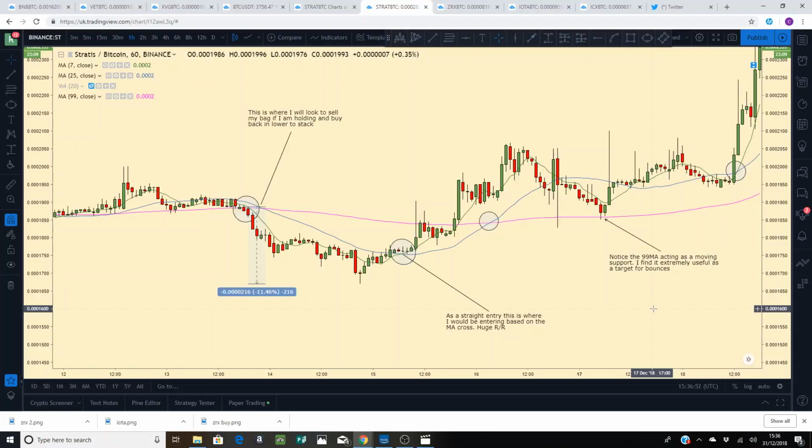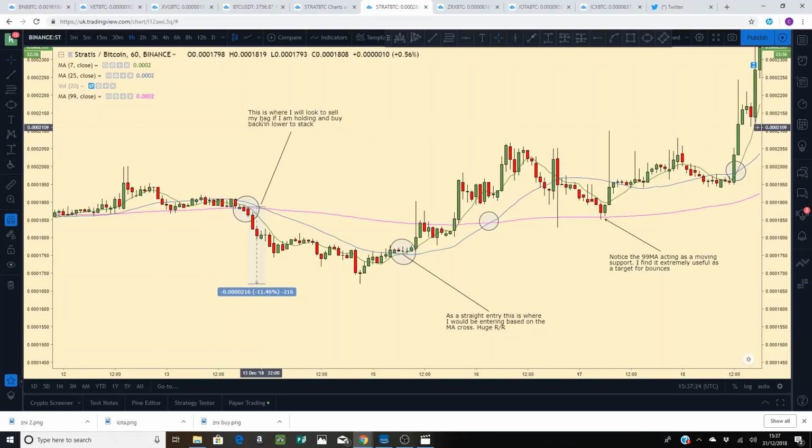This is Stratis on the 1 hour. I find the 1 hour works best with the MAs, specifically 7, 25 and the 99. So if we have a look here, 99 is the pink one, 25 is blue, and the 7 is green. So let's start on here. When they're tight like this, I tend to ignore it. So I wouldn't actually have entered here, or I exited here.